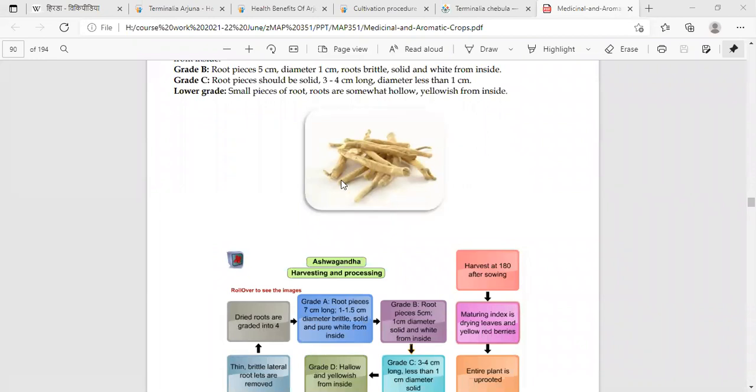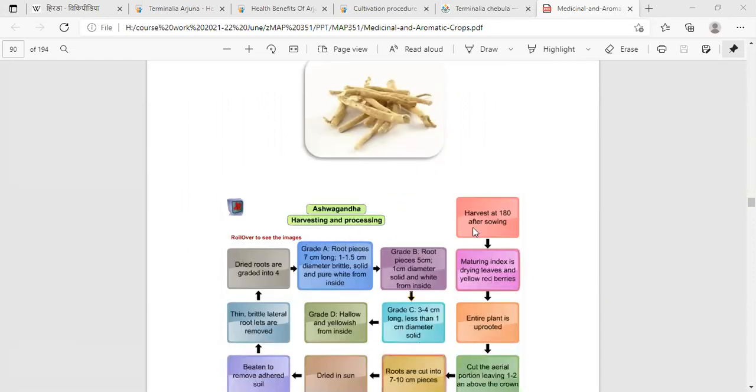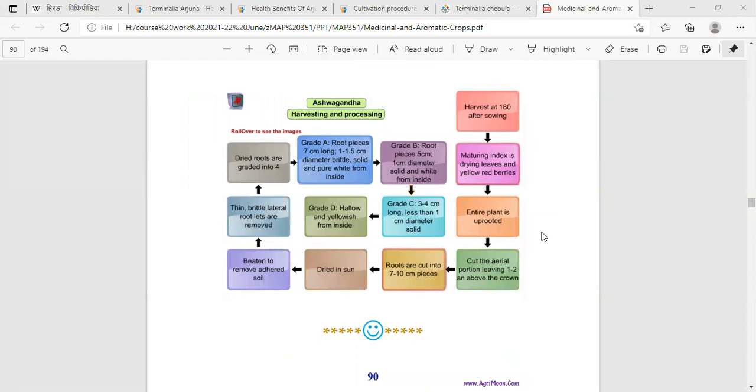So this is your typical ashwagandha root, which is used for medicinal purposes, or which can be purchased by a pharmaceutical agency or pharmaceutical company. So this is a typical flow chart which shows the ashwagandha harvesting and its processing. The harvest is at 180 days after sowing. Afterwards, the maturity index is the drying of the leaves and yellowing of the leaves, with yellow and red berries formed. So the entire plant is uprooted, then the aerial portion is cut, leaving 1 to 2 centimeter above the crown. Only the root part is important for our commercial use.